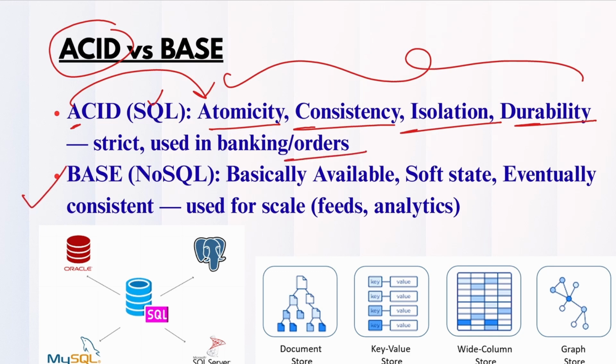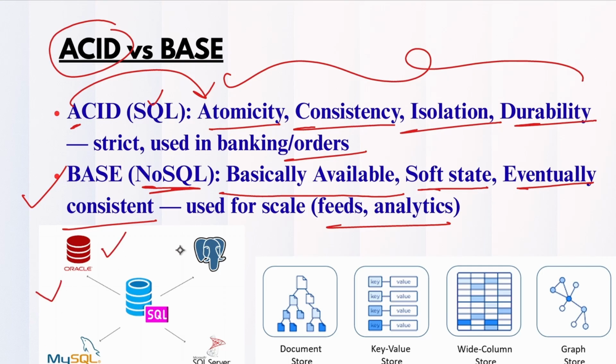BASE is also not a real-world word; it is what is represented for NoSQL. Here B is basically available, S is soft state, and E is eventually consistent. It's used for high-scale feeds and analytics. These are the SQL services we have: Oracle, MySQL, and Microsoft SQL Server. And what is NoSQL? We have MongoDB, which is one of the NoSQL databases. In there we have document DB, key-value pairs, wide column store, and graph store. All this stuff falls under NoSQL.